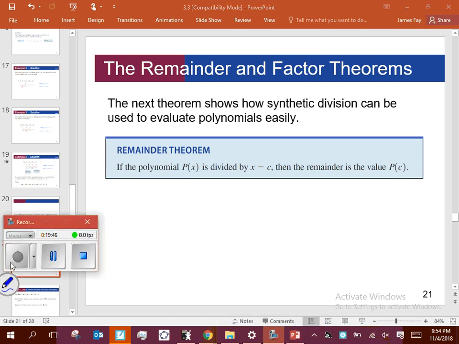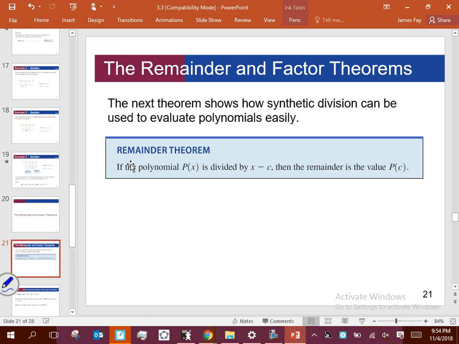Okay, so with the remainder theorem, I just want to quickly prove this because it is a pretty simple proof. It says if the polynomial p of x is divided by x minus c, the remainder is the value p of c. What we mean by here is, any polynomial that we take, let's just say p of x. We know, based off of what we just did with the long division, that that's going to give me a quotient times my divisor, plus my remainder.